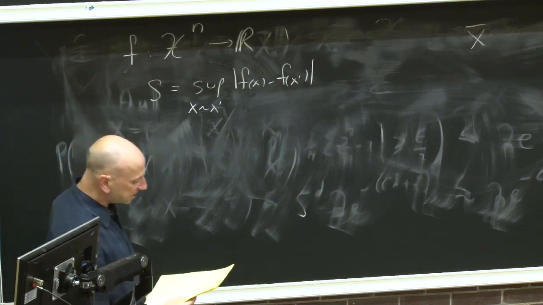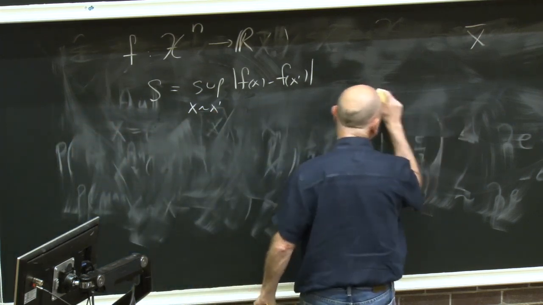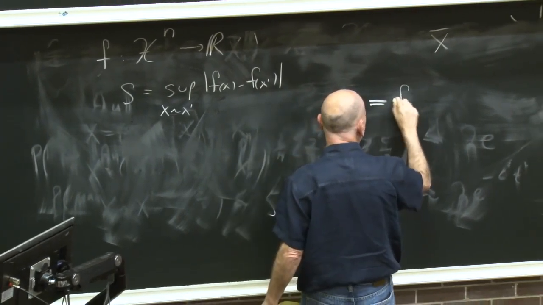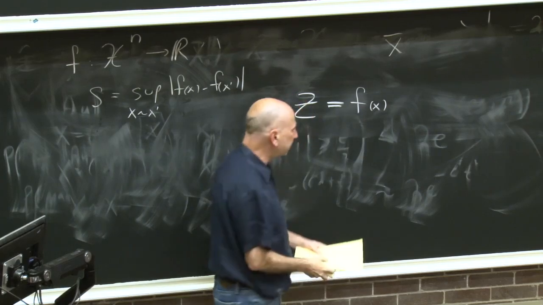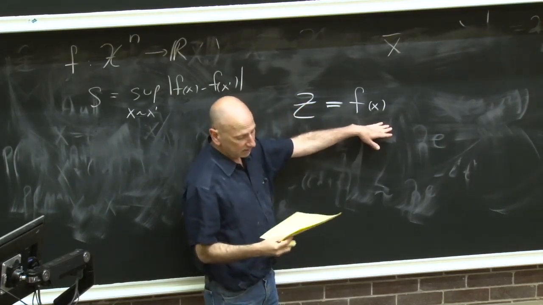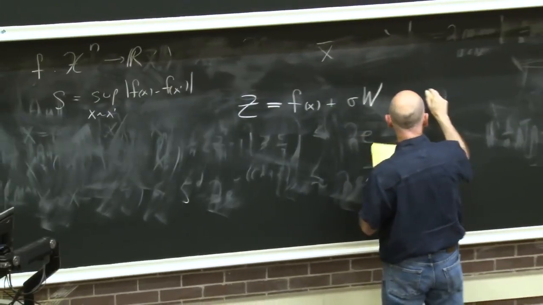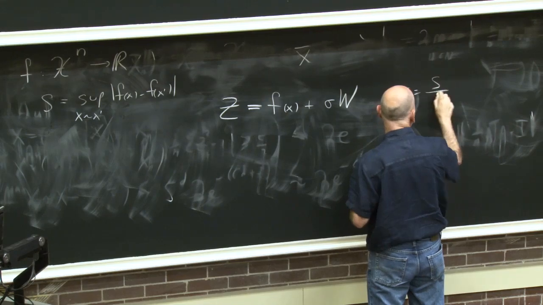And now here's the release scheme. You ready? This is how you do it. The z I'm going to release is I compute the function of interest on the original database, say x bar, and now I add a bit of noise. I add noise sigma W. What's sigma and what's W? Sigma is the sensitivity over epsilon.